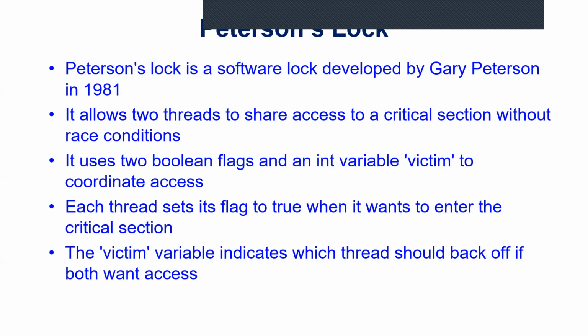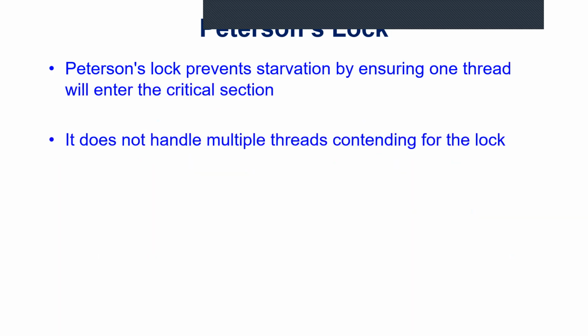Right? Next, one more variable we are using is victim. The victim variable is used to determine which thread should back off if both the threads want to enter into the critical section. Peterson lock is effective in preventing starvation in a two-threaded scenario by ensuring that at least one of the contending threads will eventually enter into the critical section.